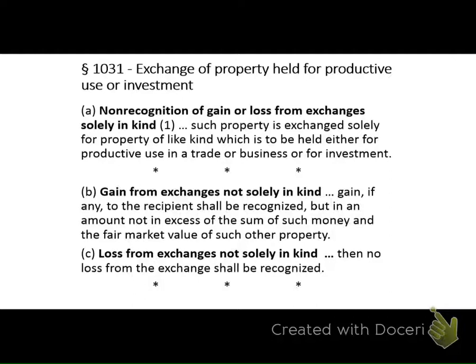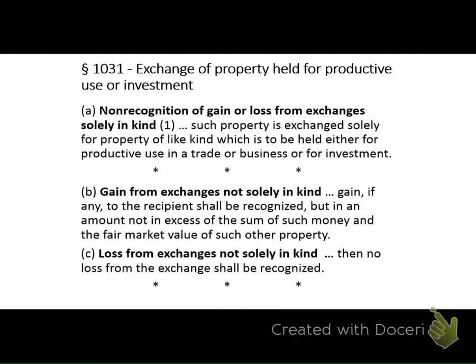So then even though we have this realization event where we're switching properties, we're not recognizing that gain now. Because I'm keeping my same low basis, when I sell the property later at some point in the future to anyone, I'll recognize that gain then. So this just allows us to defer the gain. We're deferring the gain till some later point when you're exchanging it for non-like-kind property.